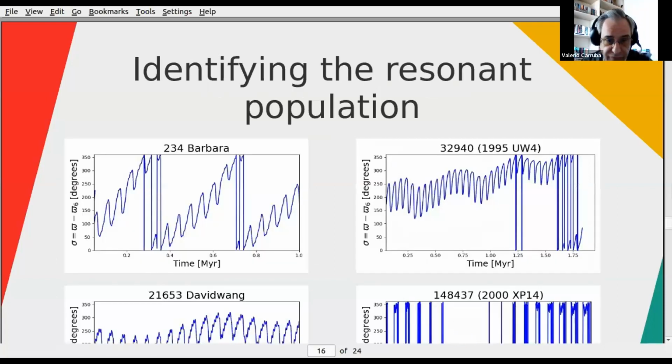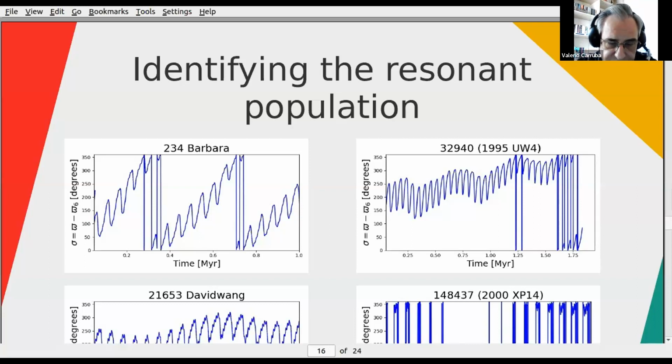So how do you identify this population of asteroids in practice? You can analyze the time behavior of the resonant argument. You can see here an asteroid that is not in resonance, 254 Barbara, an asteroid that has phases of oscillation and phases of circulation, an asteroid that is oscillating around 180 degrees, and an asteroid that is oscillating around 0 degrees.